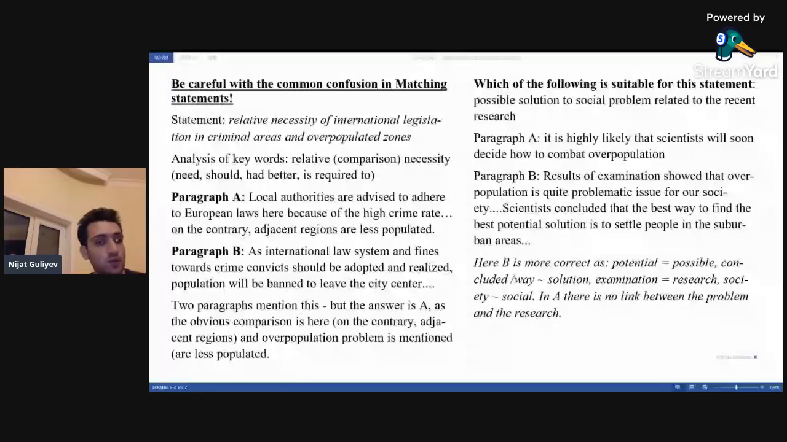For this, you need to look through the statements, and you can watch our video about matching statements and how to do them, how to analyze matching statements. It's very useful for you if you have problems with this type of exercise. And let's now look at this question type.